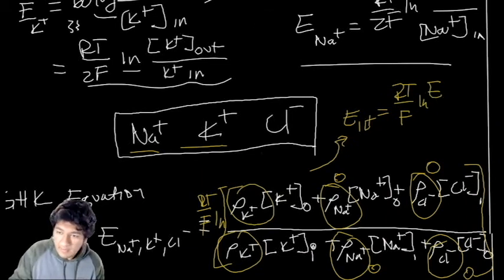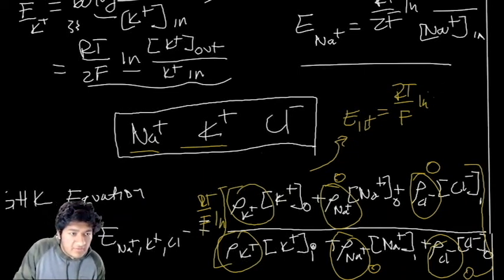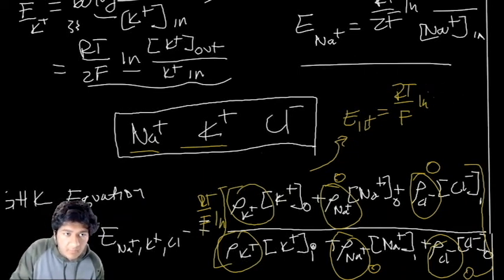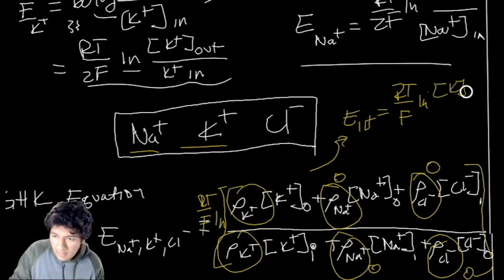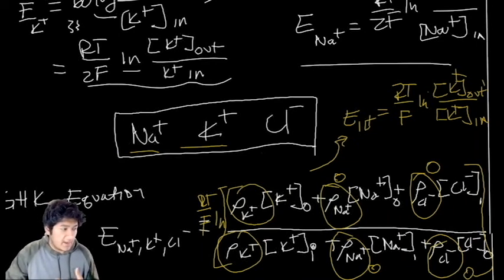It would just be ln [K+] out over [K+] in. So that is the understanding of what the Goldman-Hodgkin-Katz equation does. And once again, this is important because it gives a more sophisticated understanding when considering all the different ions that are present in this membrane.